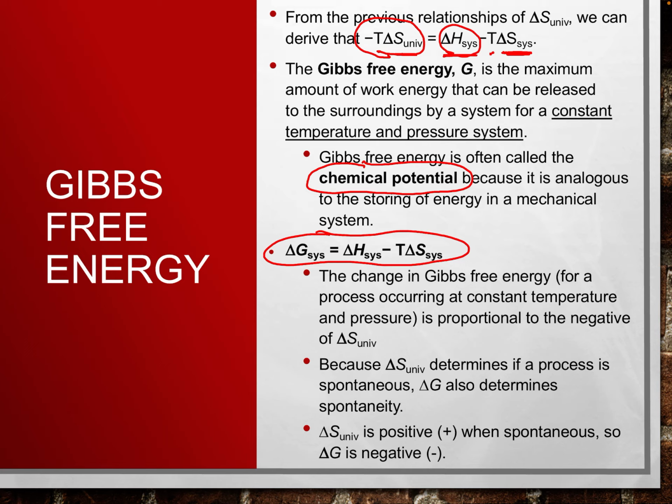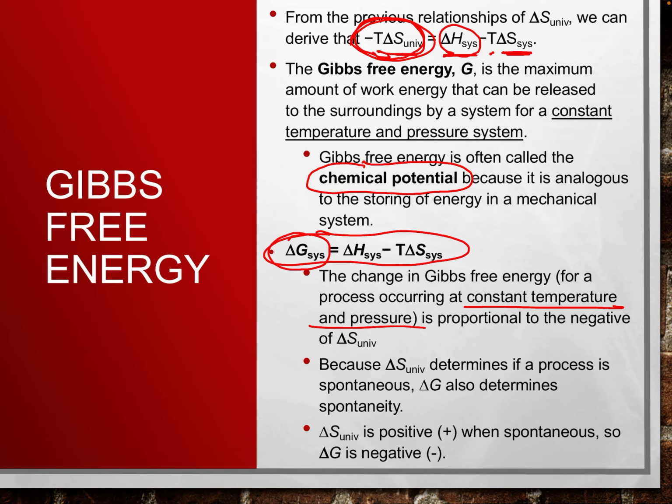And so the change in Gibbs free energy, again, for a process occurring at constant temperature and pressure, is going to be proportional to the negative of delta S of the universe. So as our change in entropy of the universe is decreasing, our Gibbs free energy is increasing. They're always going to be opposite signed. So we know that our change in entropy of the universe is the thing that determines whether or not something is spontaneous. It's not the change in entropy of our system or the surroundings, but when we add them together, we look at the change in entropy of the universe.